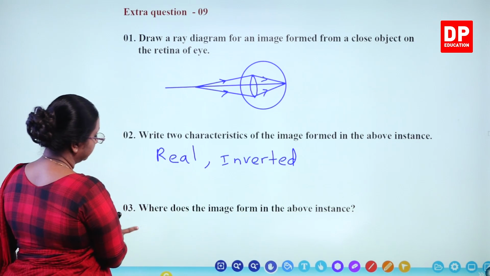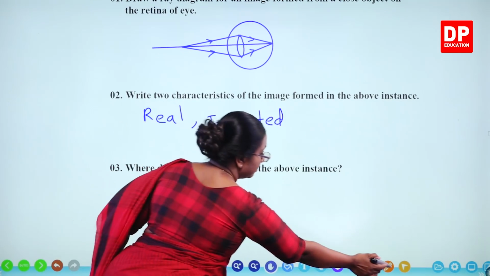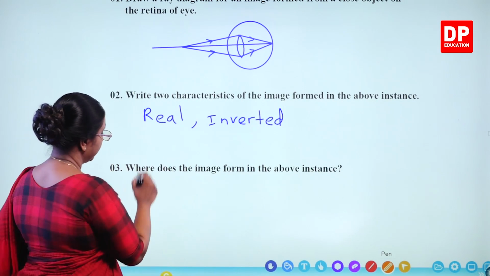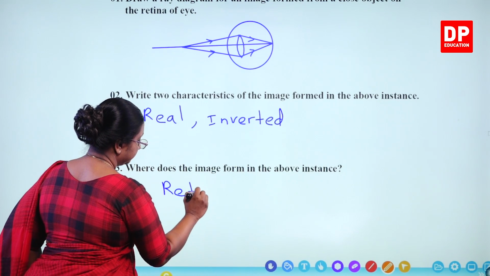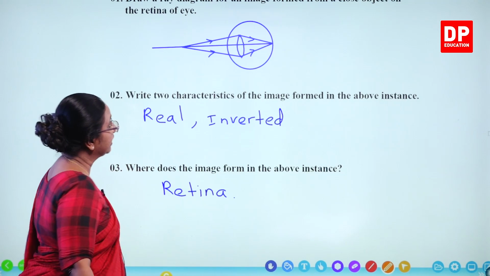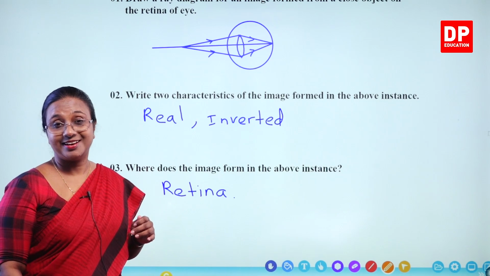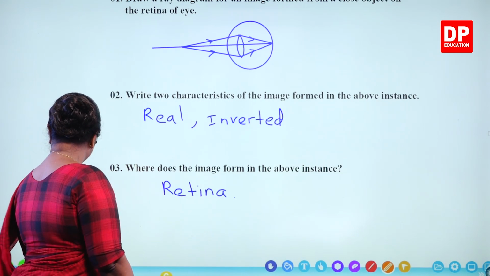Then the next one. Where does the image form in the above instance? It forms in the retina. So that is the answer. I am sure you are also able to answer these correctly. With that, I will move on to the next question.